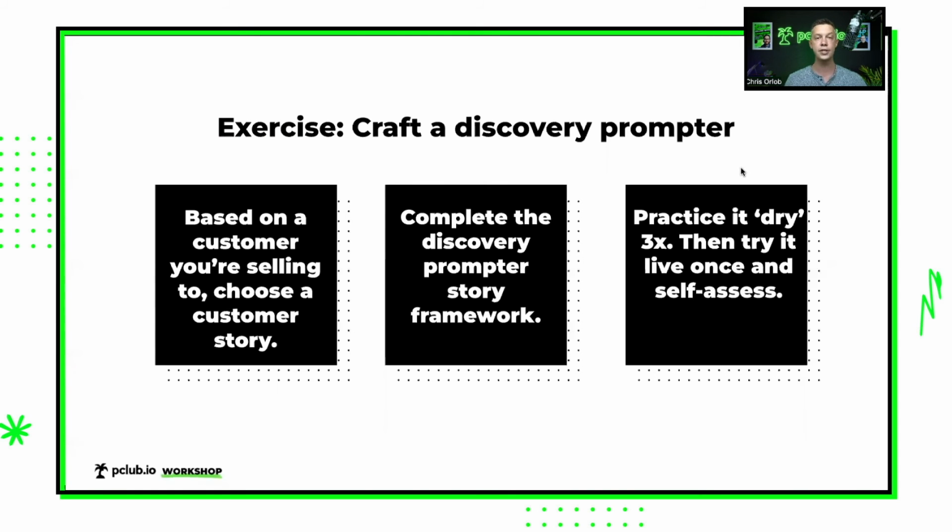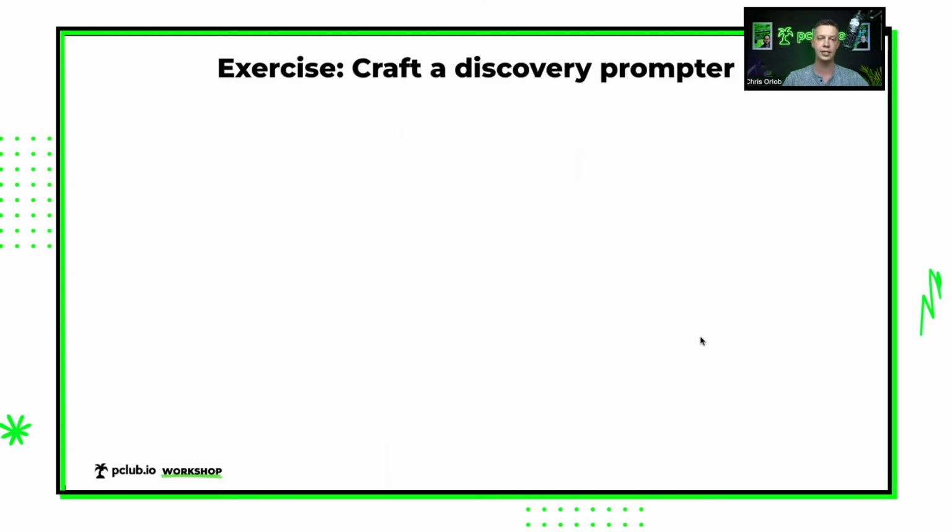Okay, so exercise, straightforward enough. You are going to craft and practice a discovery prompter, and you're going to try it once, but I want you to practice it in a dry run 3 times before you bring this to a live customer. So based on a customer you're selling to, either their buyer persona or an account, choose a customer story that you know and you can tell that you think is going to resonate with them based on their situation. Next, create the discovery prompter using the story framework. And then finally, practice it 3 times, then try it once live, and then self-assess.